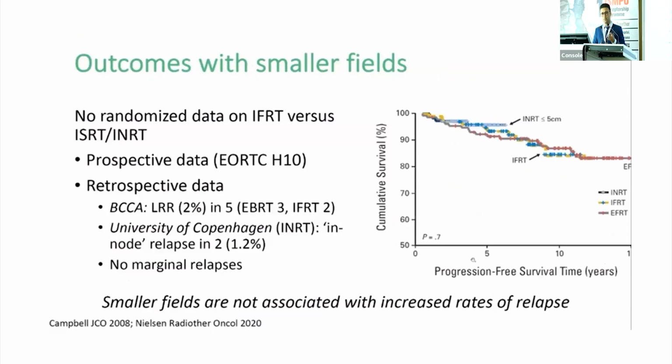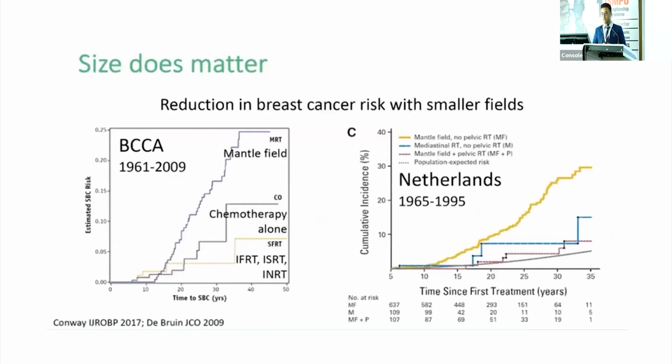Now, does reducing the field reduce the toxicity? We don't have randomized trial data on that. We do have a lot of retrospective and some prospective data. The British Columbia group showed that the risk of breast cancer was very high with the mantle field, and very low with the IFRT or the ISRT or the INRT approach. The same goes with the Dutch data. So what we are trying to show is that ISRT or INRT is able to have the same oncological outcome and also reduce the toxicity, and this is what we want.